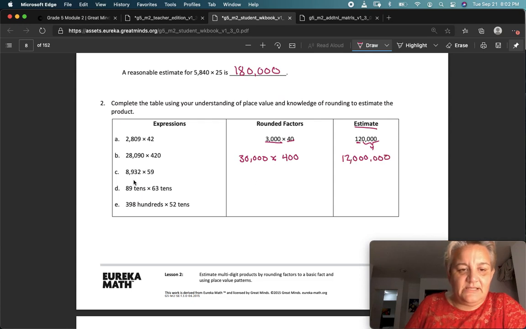Okay. Next, this is a different number, so be careful here. Let's see. I'm going to round this 8,932. I'm going to round that up to 9,000, the nearest thousand.